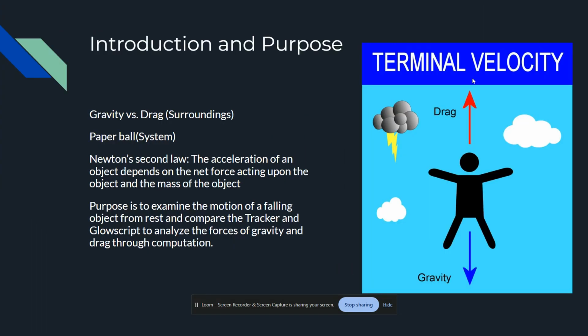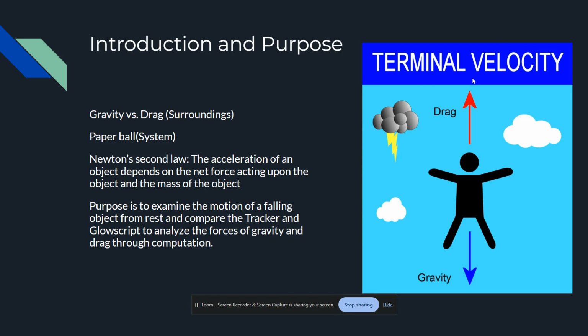For an introduction, I will begin to discuss the concept of gravity versus drag. Drag is the air resistance acting upon the object that is moving. In the case of this lab, the air resistance is pushing up towards the sky as shown in the picture presented. Now, gravity is pulling the object downwards towards Earth as a force of attraction. Gravity and drag both make up the surroundings, while the paper ball in this scenario will be the system.